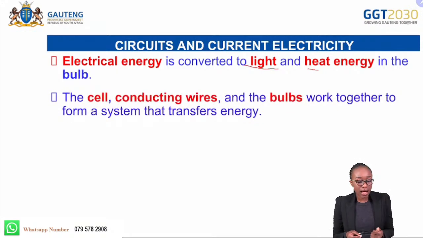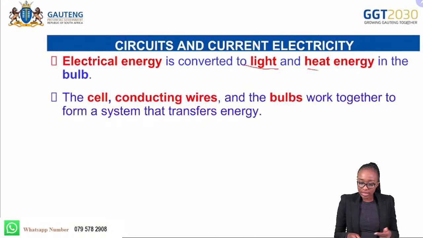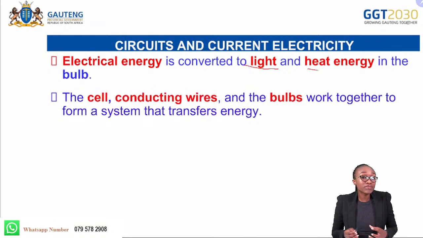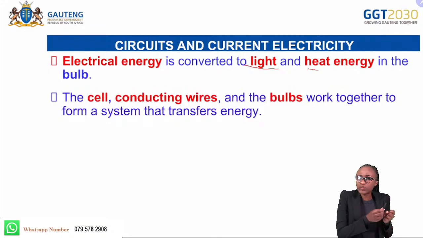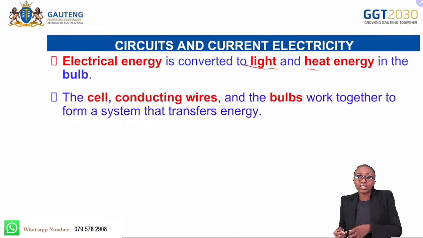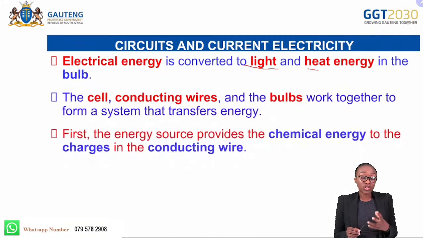So now the cell, conducting wires, and the bulbs work together in the system that is transferring energy. Remember, when we're transferring something, it is being moved from point A to B to C to another point. So these three work together to create a system, and the system is transferring energy. So what happens really in a circuit?